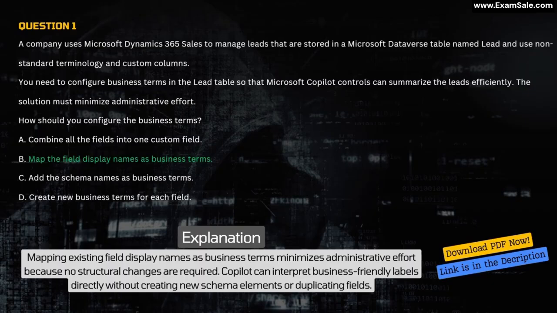Explanation. Mapping existing field display names as business terms minimizes administrative effort because no structural changes are required. Copilot can interpret business-friendly labels directly without creating new schema elements or duplicating fields.